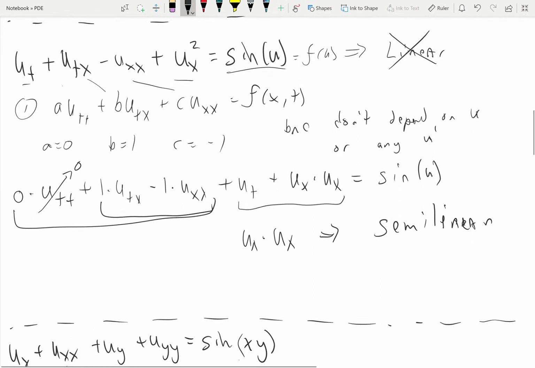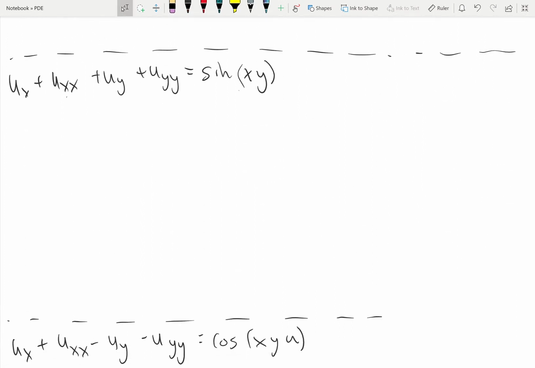Excuse my handwriting. And that's the correct answer. So let's go to question number 2. Here we have u of x plus uxx plus uy plus uyy equals sine of xy. Now note, sine of x and y is a function of only x and y variables. So by linearity, this checks out on the right hand side.